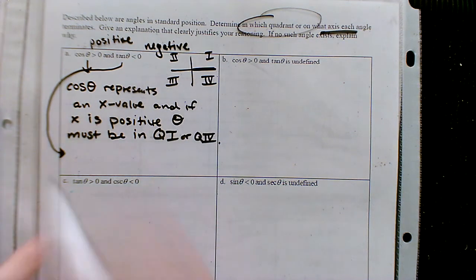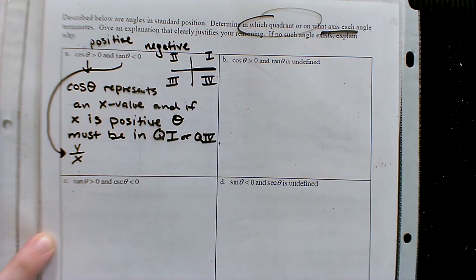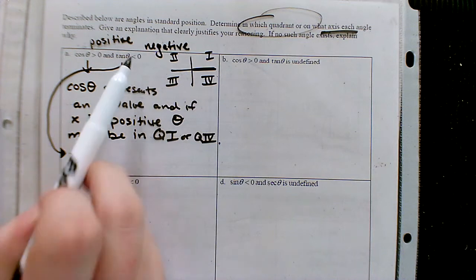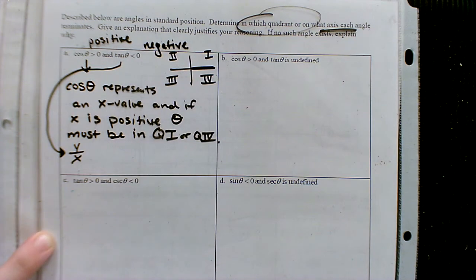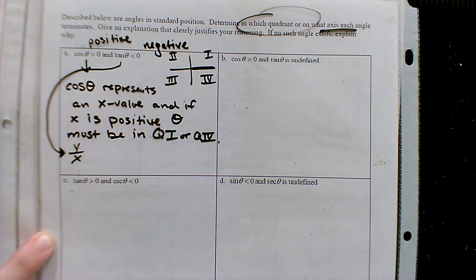Okay, so tangent on the unit circle is the y-coordinate divided by the x-coordinate. Now, if we know tangent is negative, that means this fraction must be negative. So one of those 2 variables is negative, because you can have a negative in the top of the fraction and the bottom of the fraction. Doesn't matter where it's located. Can we narrow down which one of those variables is negative?